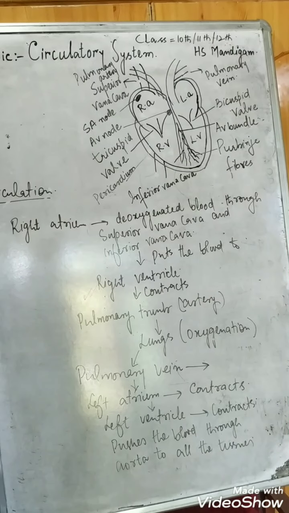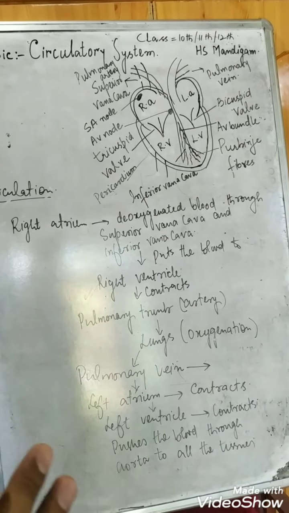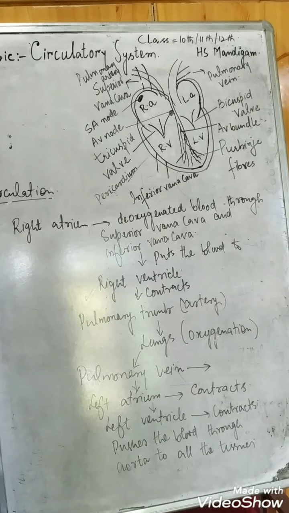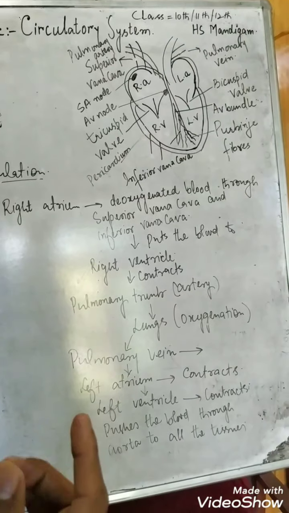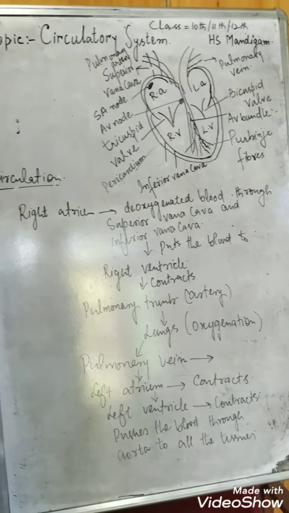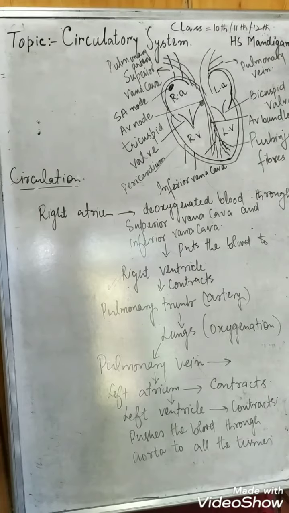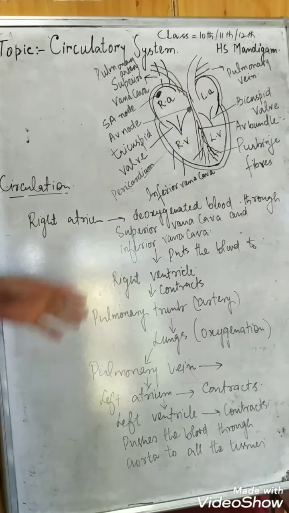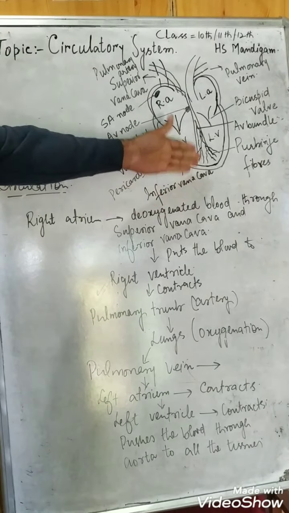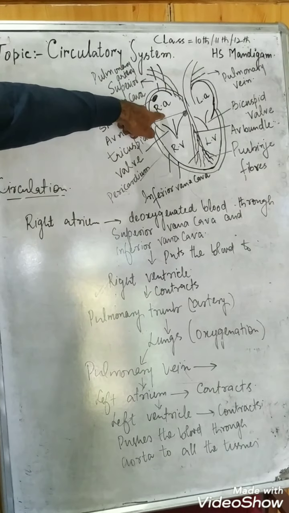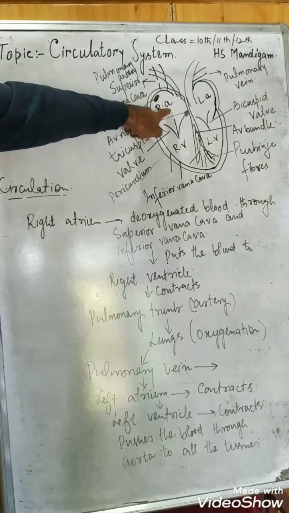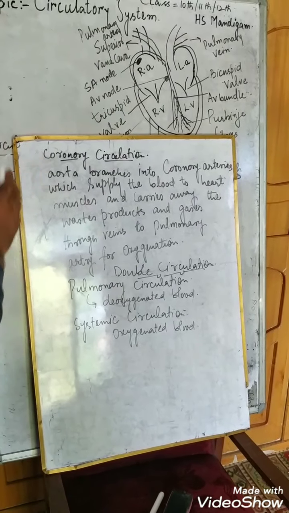That blood will supply the nutrients and the oxygen to the tissues for the process of respiration. And from there, the veins will once again get the deoxygenated blood, which is higher in carbon dioxide concentration, and once again through the inferior vena cava and superior vena cava, the deoxygenated blood will be put once again into the right atria. So it was about the circulation.